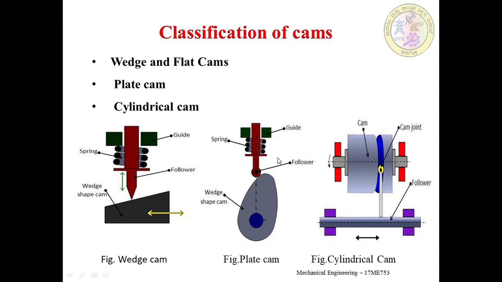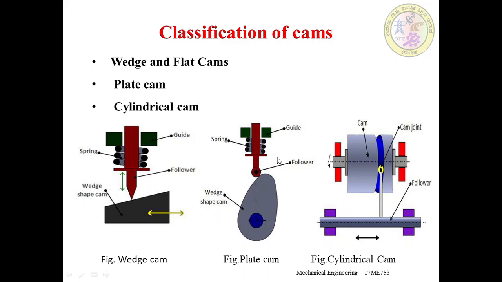Next we'll go for classification of cams. Again, these cams are classified into three main types: wedge and flat cams, plate cam, and cylindrical cam. We'll discuss one by one. First we'll take wedge and flat cams.